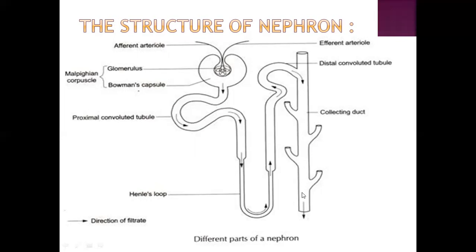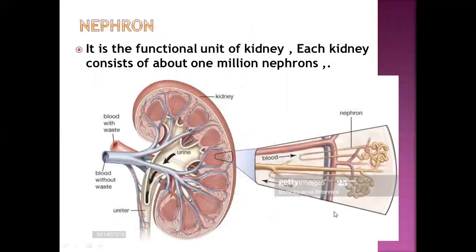This duct is actually connected with 4 to 5 or 5 to 7 nephrons together. Each nephron makes a drop of urine which is collected through the distal convoluted tubule into the collecting duct, and this collecting duct gives the urine to the pelvis cavity, and from the pelvis cavity this urine will go to the ureter.